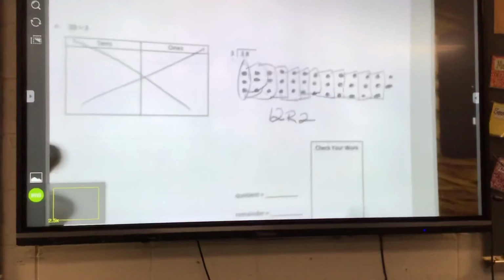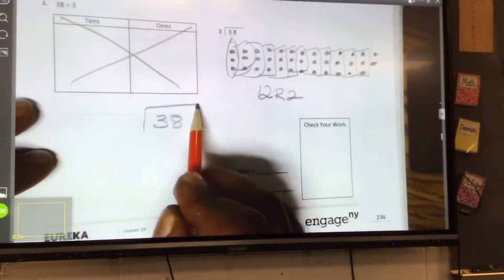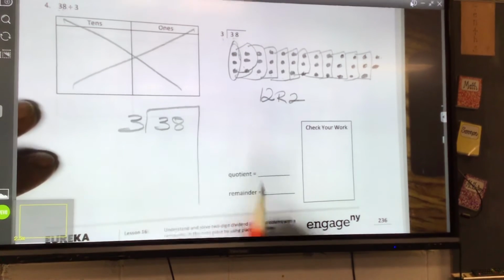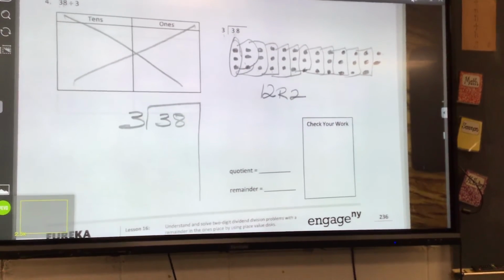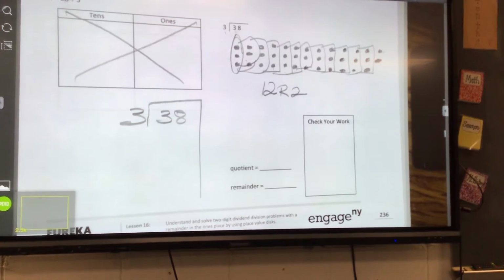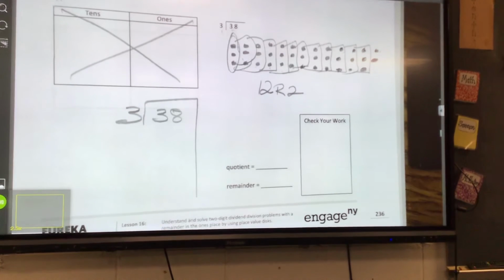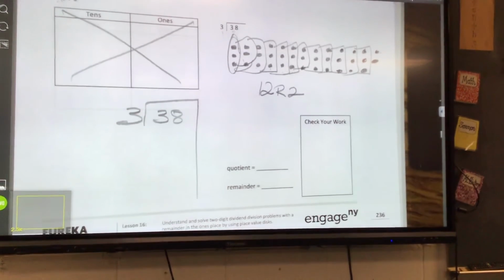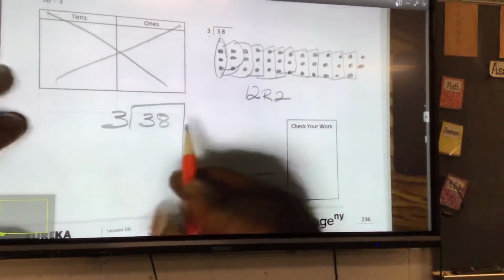Alright, now I'm going to do the big 7. Same thing. 38 divided by 3. What's that landmark fraction? Can I use 10? Yes. What about if we use something else? Who knows a fact that you know? 3 times what's going to give me closest to 38? Latia? 3 times 4.